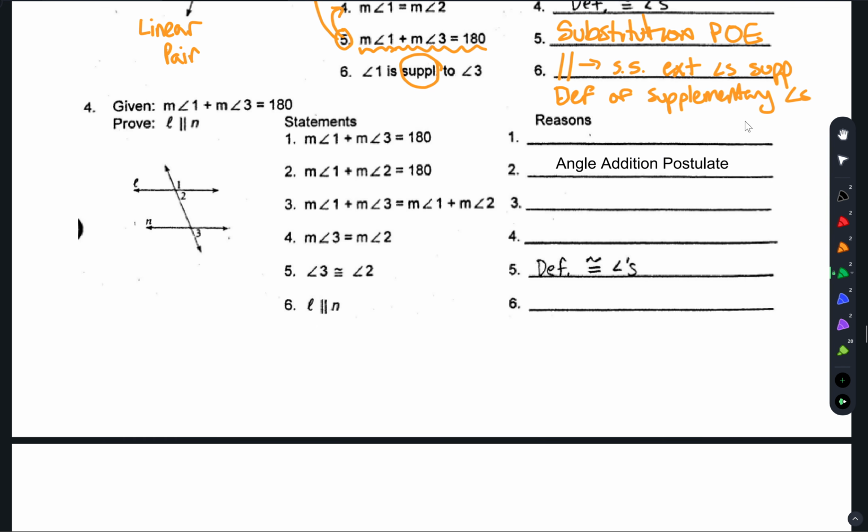We're still okay? All right, number 4, let's hunt for those givens. The only given I see is in step 1, so that's good. Step 2, again, there's that linear pair. So when I see that linear pair adding to 180, that's going to be angle addition postulate. Filled in here, not filled in on your homework.